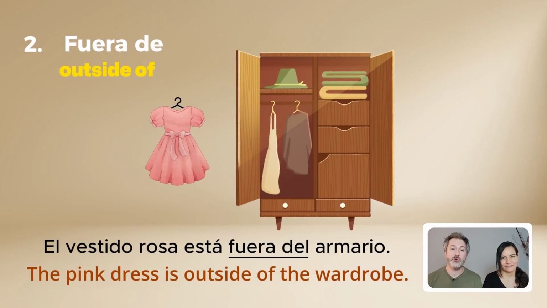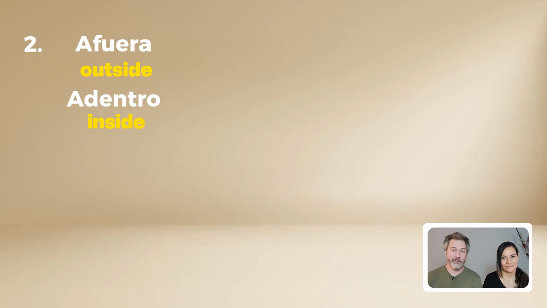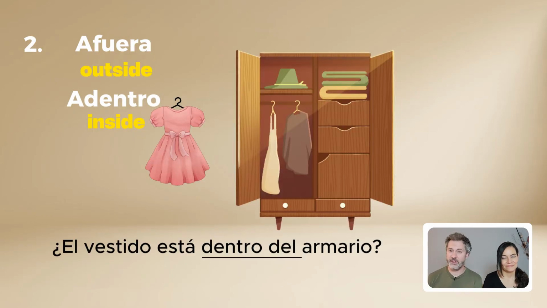Now, we see that when you use outside of or inside of something, we're specifying a place. That's why we're using dentro de or fuera de. But if we want to say outside or inside without a reference point, we're going to use afuera for outside and adentro for inside. For example, ¿El vestido está dentro del armario? No, está afuera. Number three, we can express that something is close to something else by using cerca de.